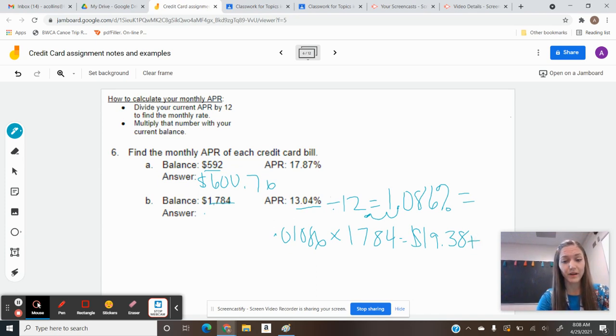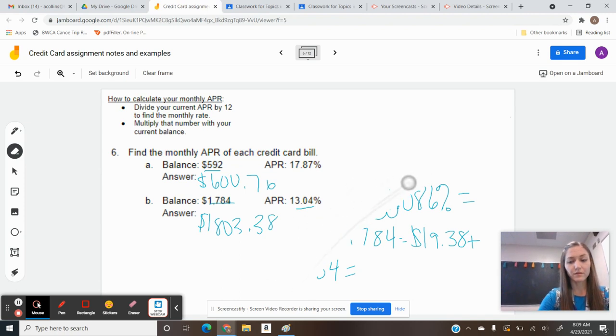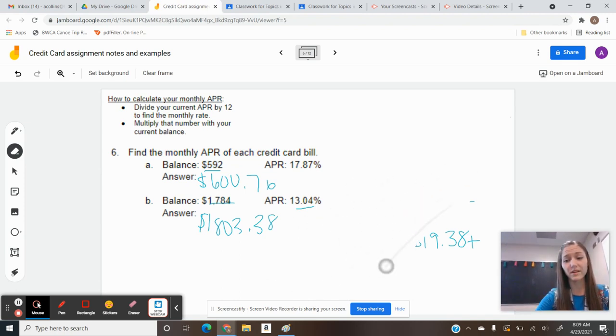So to figure out my balance, I have to add my extra fee to my original balance. When I do that, I get $1,803.38, depending on how you round. All right, so that's kind of what it would look like if your credit card company applies that APR monthly.